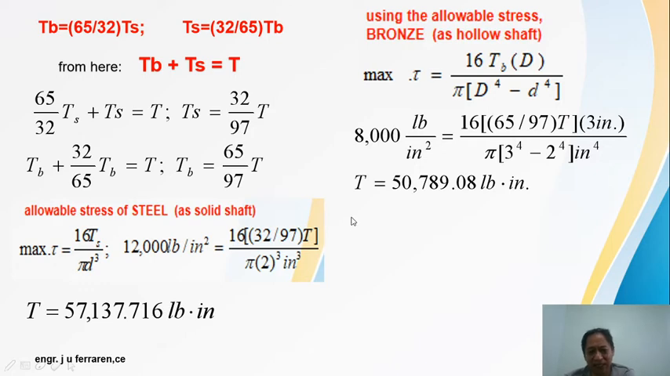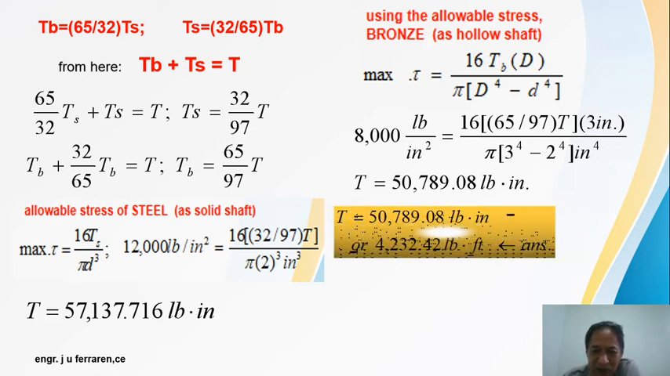Comparing the two values as answer, now whenever it is load that you are looking for, you must go for the maximum load capacity for the two shafts. You must go with the smaller one, to make it safe. But if it is dimension you are looking for, you go with the larger value. Okay, if it is load, you go with the smaller. So your answer will follow, this is the answer. That is 50.789. But we can also convert this in terms of pound-foot. So if this is inches, we just divide by 12, and I arrive with this one, so this is pound-foot. Okay? So simple as that.